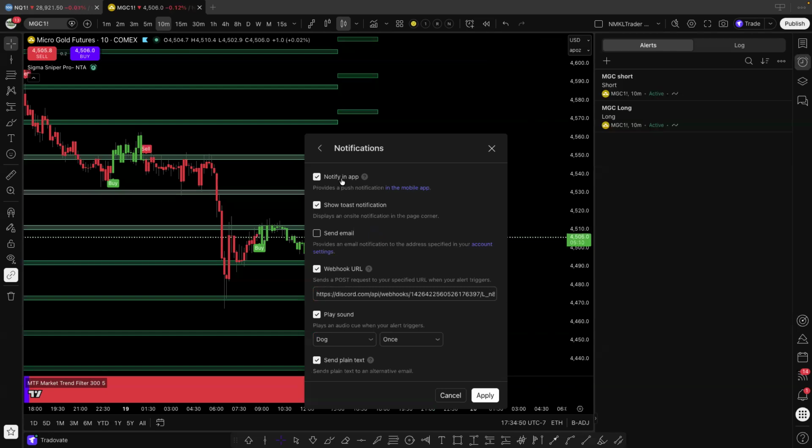Notify in app, you want to click on that one and have your app on your mobile if you want alerts to come to your phone. Show toast notification, that's usually a default that everybody picks. And put that down here. Webhook URL, do not worry about that. Pick your sound that you want the alert to be. And then click on this to send in plain text, after you verified your phone number is set up here in your account profile.